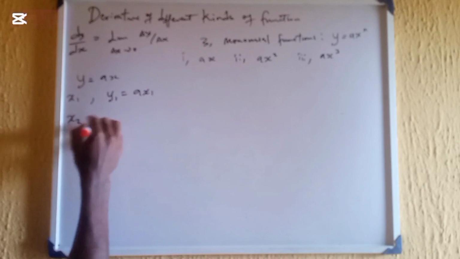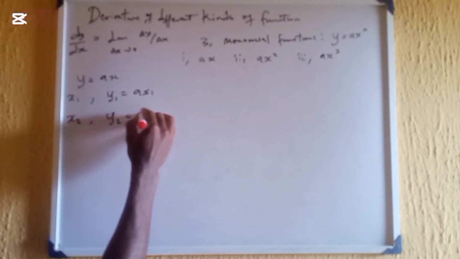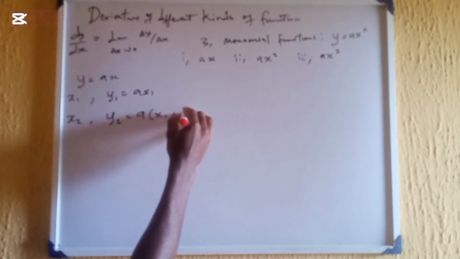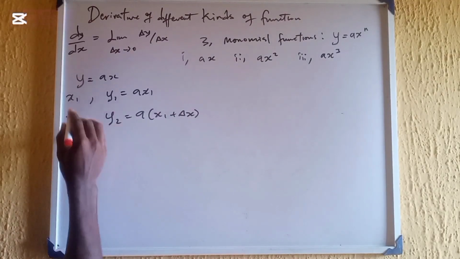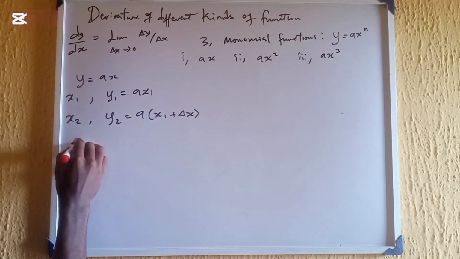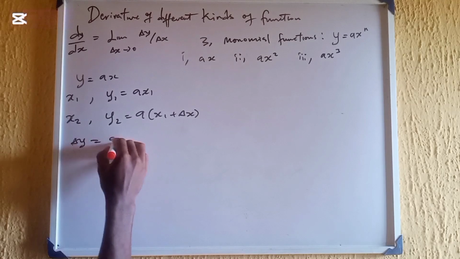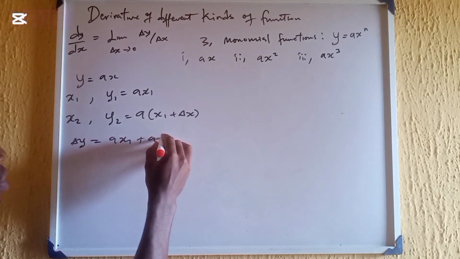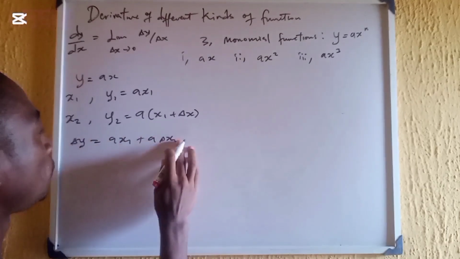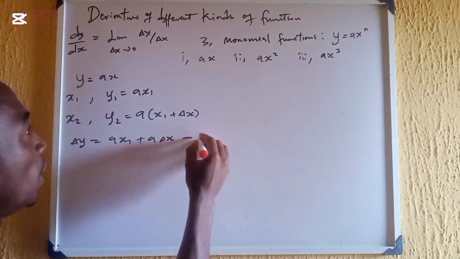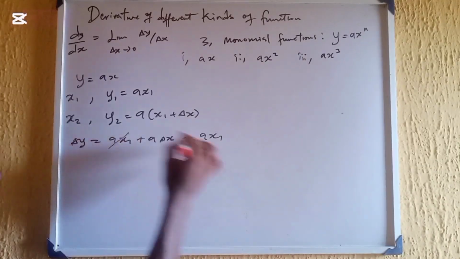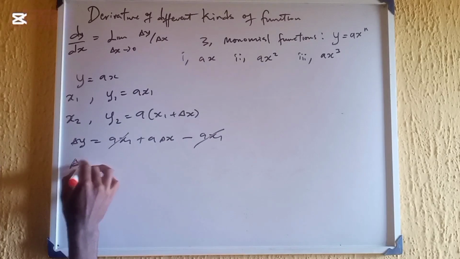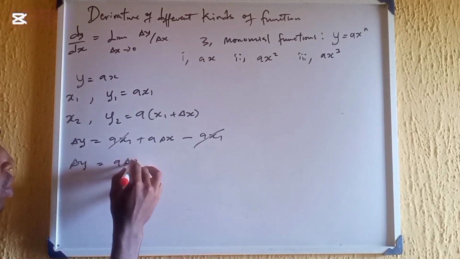And when we have x2, y2 is equal to ax1 plus change in x. Remember that this is the same thing as x2. So taking the difference of y, we have that change in y is equal to ax1 plus a change in x minus ax1. So what do we have? ax1 subtract ax1. Change in y is equal to a change in x.